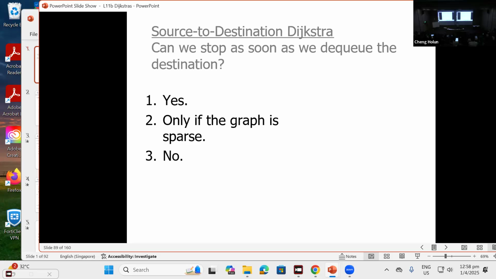That's exactly my last argument. The other path cannot produce a shorter path, right? So that's why the answer is yes. When you dequeue it, there's already no possible way there's a shorter path. Okay, and think about this.